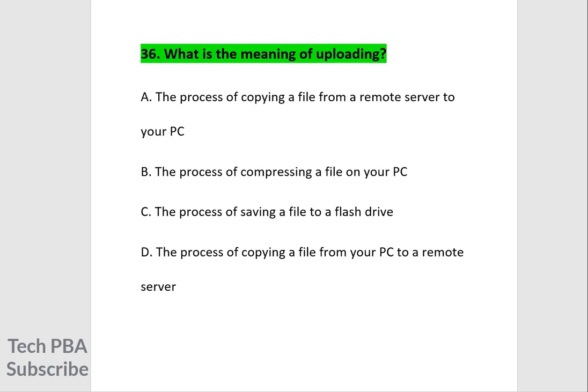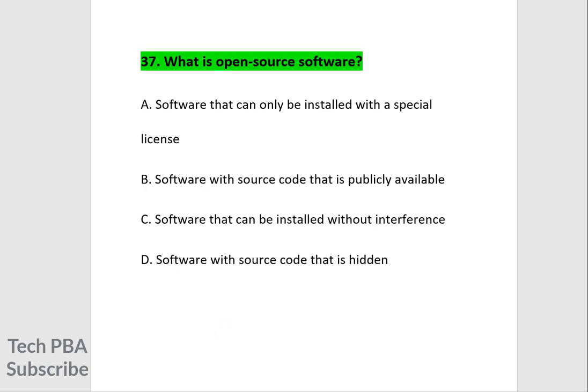Then again, question number 36. What is the meaning of uploading? So the opposite of downloading, this process involves copying a file from your PC onto a remote computer or a remote server. So it's option D, the process of copying a file from your PC to a remote server. Correct answer, option D.